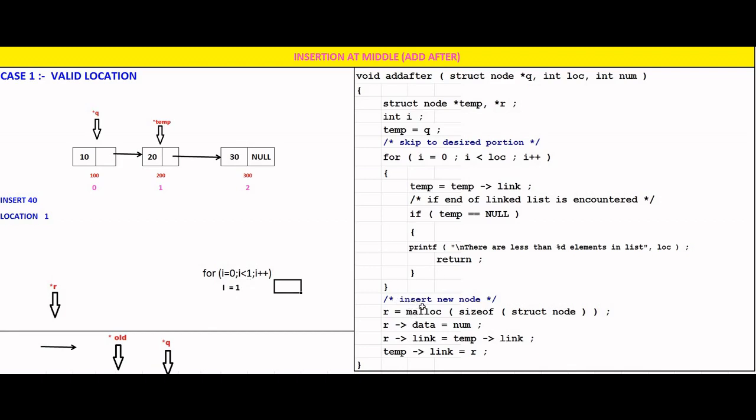Okay, so next is what? After finding the location, we are going to perform the actual insertion. So r is equal to malloc size of struct node. So we create one node whose name is r. So creating a new node. Let us say the address of this is 400. So this is node r, so point r here. Now r contains the value 400, the address of this node. Next is what? r of data is equal to num. What is num? Your num is 40.